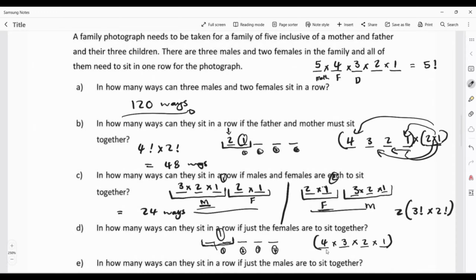But because we have a unit, inside the unit the mother can start first and then the daughter, or the daughter can start first and then the mother, which means I also multiply by 2 times 1. Inside the unit, it's either the mother or the daughter. The first space will be occupied by one person out of how many people? Out of 2, the mother and the daughter. So it's 2, and then the remaining person occupies that space, which gives you 48, because this is simply 4 factorial times 2 factorial.